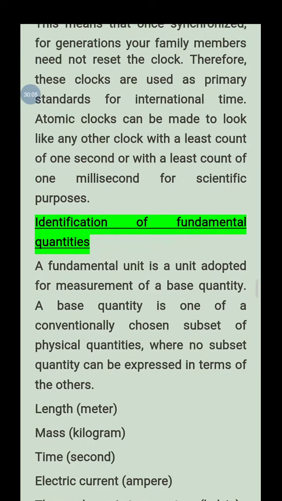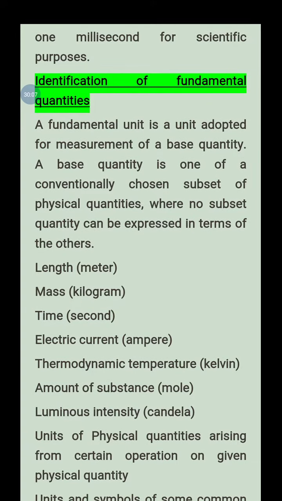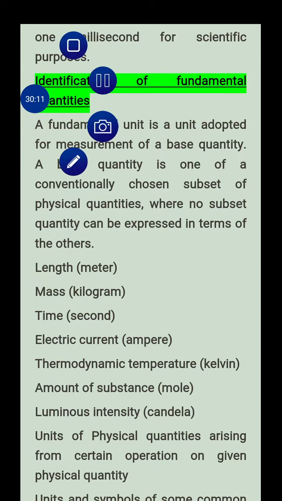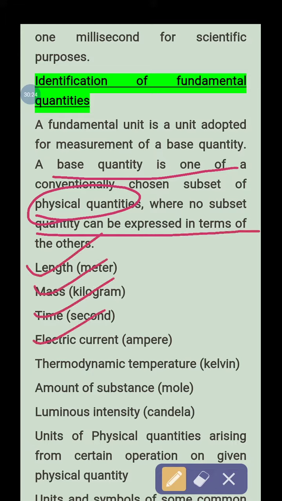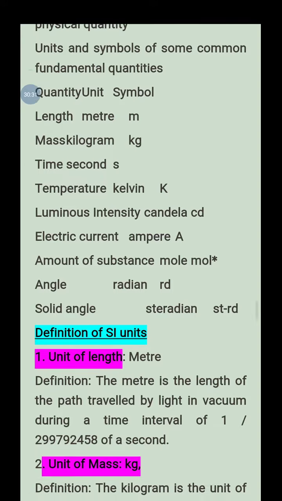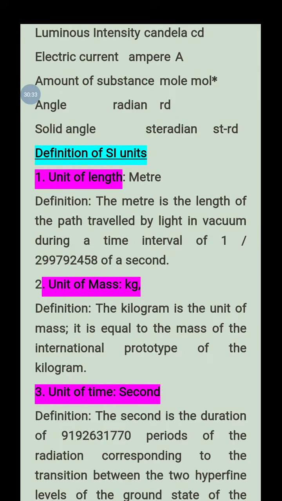Identification of fundamental quantities: how do we identify the fundamental quantity? A fundamental unit is a unit adopted for measurement of a base quantity, as we have already studied, and can be expressed in terms of a conventionally chosen subset of physical quantities. The subset quantities are length, mass, time, electric current, thermodynamic temperature, and luminous intensity, as we earlier learned about this. Now, definition of SI units.